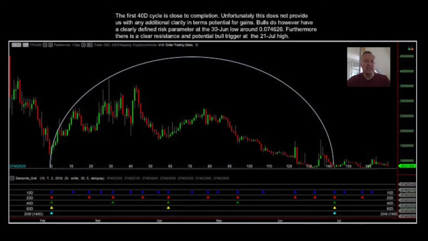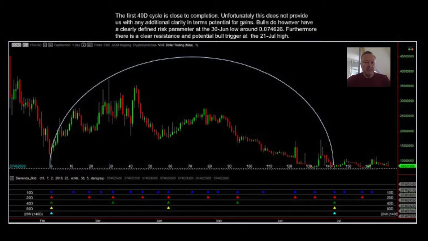Unfortunately, though, at least initially, the month of July has been marked by a period of consolidation, and this does not provide us with any additional clarity in terms of potential for gains. However, bulls do have a clearly defined risk parameter as reflected by the low on the 30th of June, and furthermore there is also a clear resistance and a potential bull trigger on the 21st of July. Both of these levels are very important going forward. We'll see very soon the fact that the first 40-day cycle is close to completion.